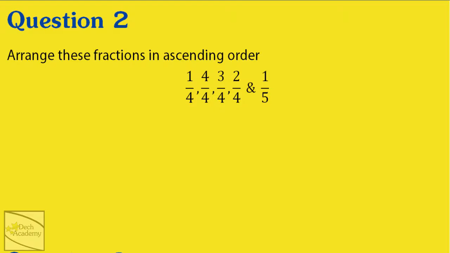This question says arrange these fractions in ascending order. So we've been given 1, 2, 3, 4, 5 different fractions, and we need to arrange them in ascending order. Ascending order means, just take note, from smallest to the largest. It means the numbers have to increase. Ascending has to do with an increment, as opposed to descending, which is the opposite of this, which would be largest to smallest, a decrement.